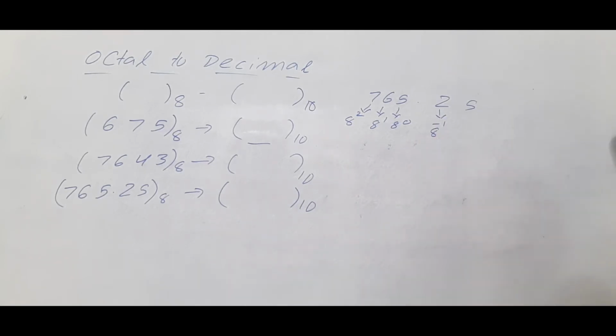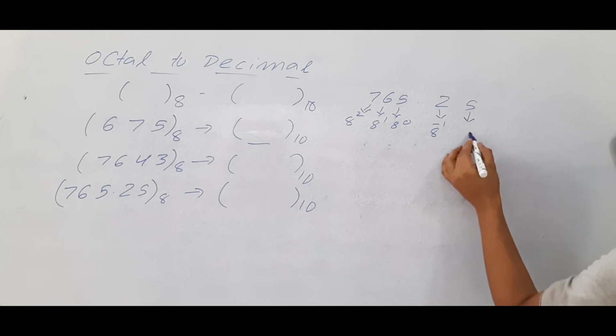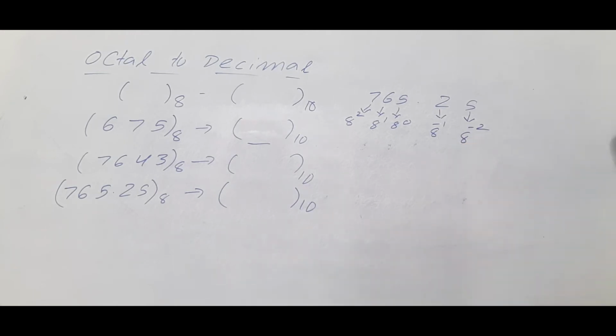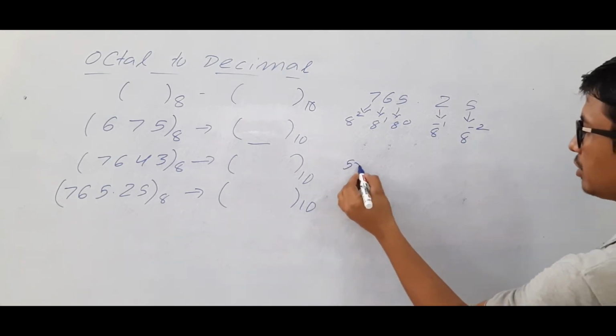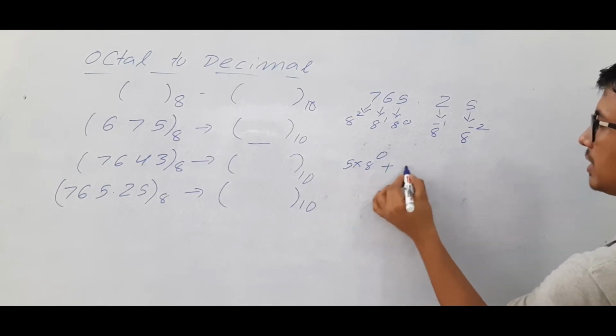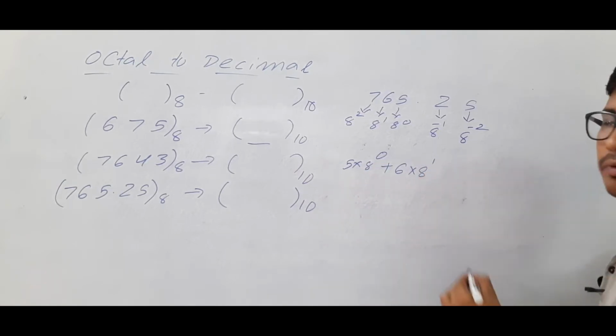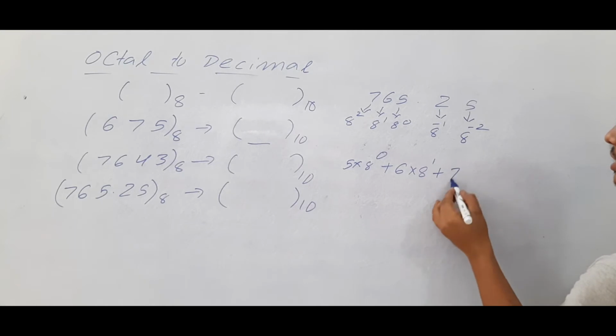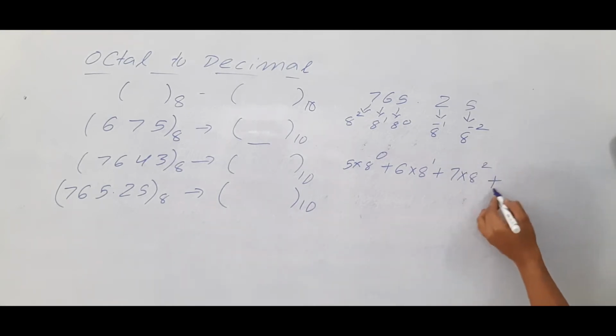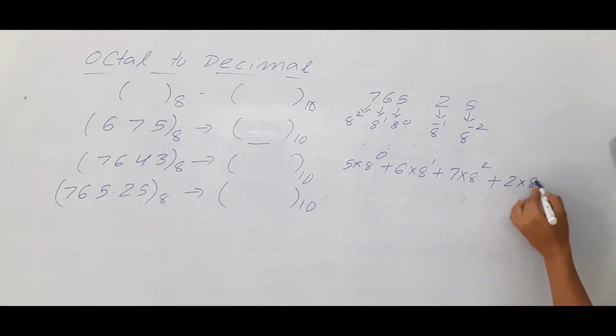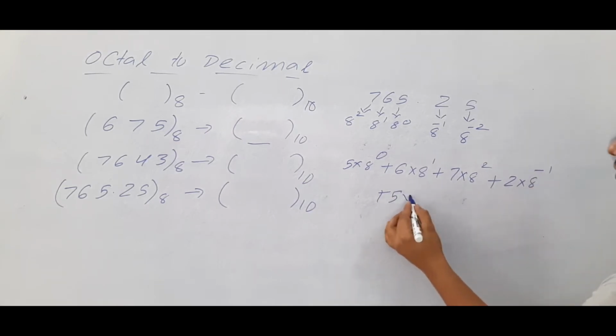The same way we have done the binary number to decimal number conversion. And the 5 has 8 power minus 2. So how do we do it? 5 into 8 power 0 plus 6 into 8 power 1 plus 7 into 8 power 2, plus 2 into 8 power minus 1 plus 5 into 8 power minus 2. I hope it is clear for you.